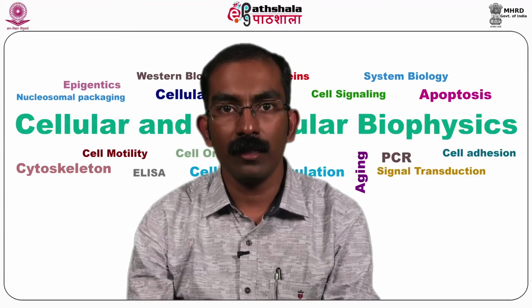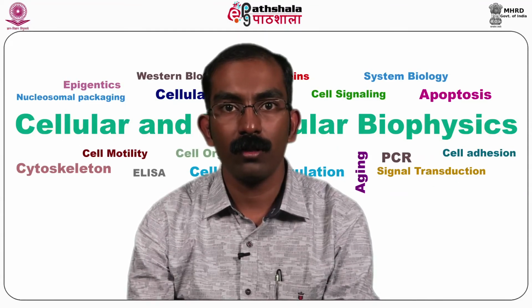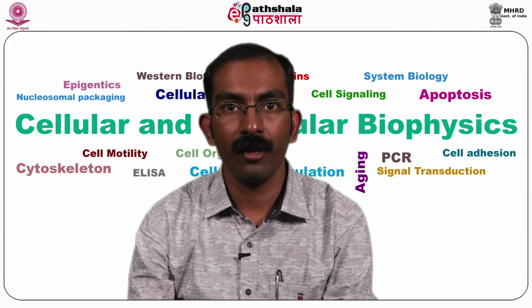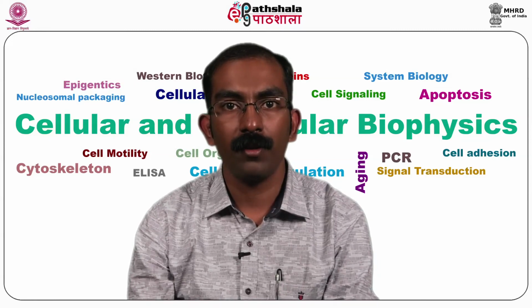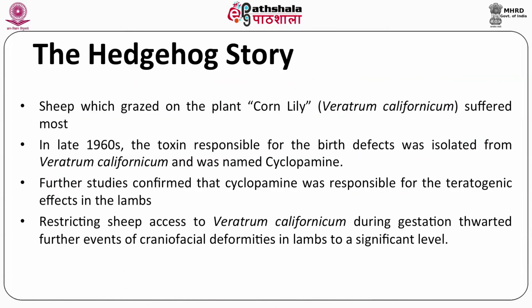In the 1960s, the toxin responsible for the birth defects was isolated from Veratrum californicum, and this was named cyclopamine. Further studies confirmed that cyclopamine was responsible for the teratogenic effects in the lambs, and restricting sheep access to Veratrum californicum during gestation thwarted further events of craniofacial deformities in lambs to a significant level.